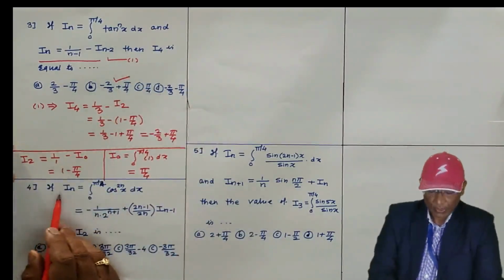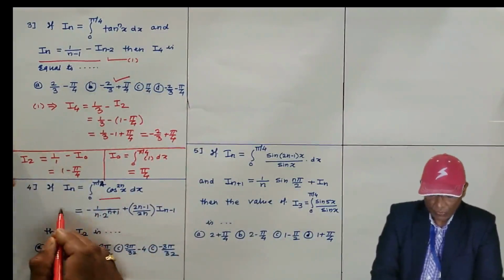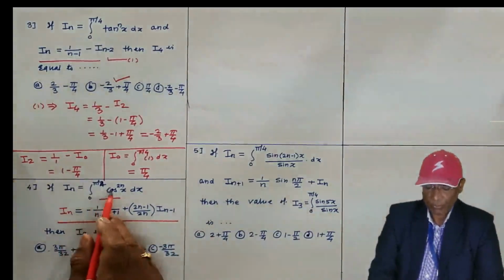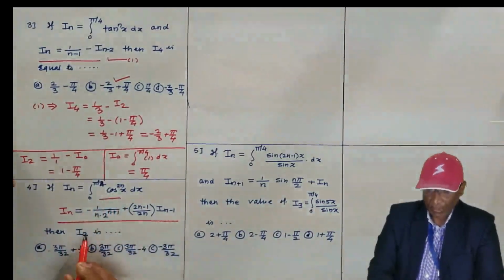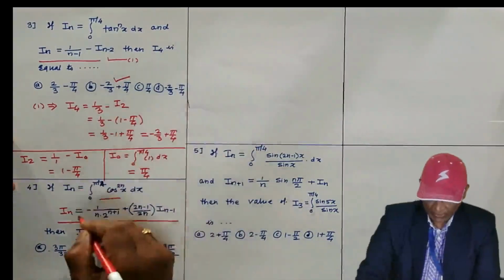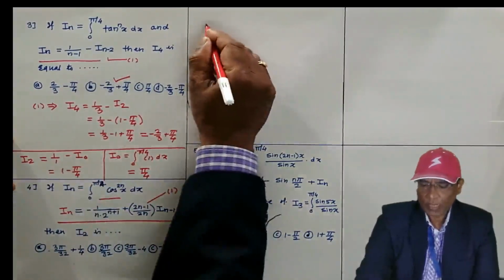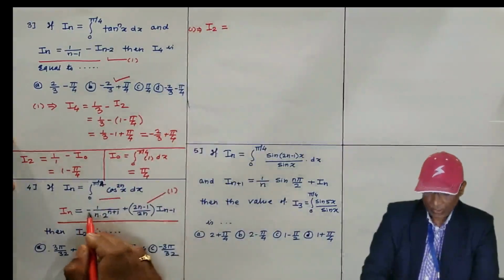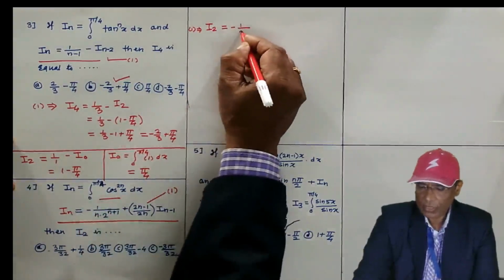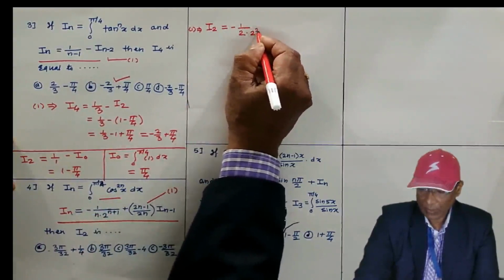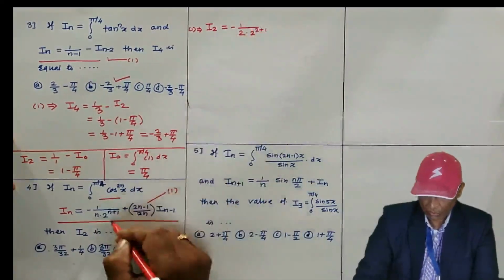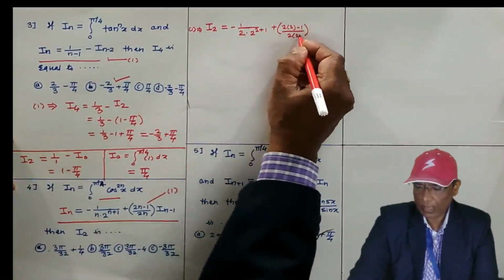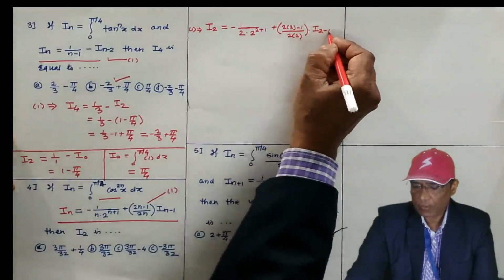Now the same problem again. If In is this one, then the reduction formula for In is given to you. This is the reduction formula for integral 0 to pi by 4 of cos to the power 2n. The value of I2 is asked. So put n equal to 2 in equation 1. If you put n equal to 2 in equation 1, then I2 equals minus 1 by n, n is 2, 2 power n plus 1, because n is equal to 2 I am putting, plus 2n minus 1 by 2n, n is 2, I 2 minus 1.